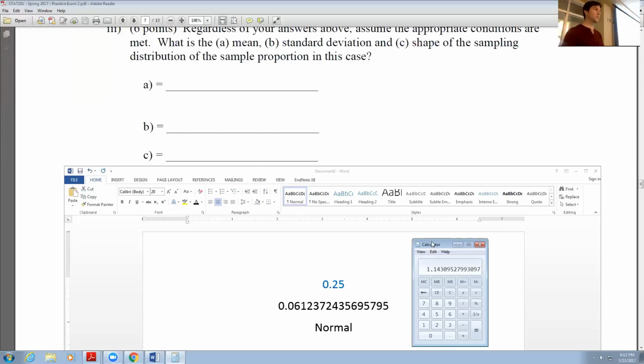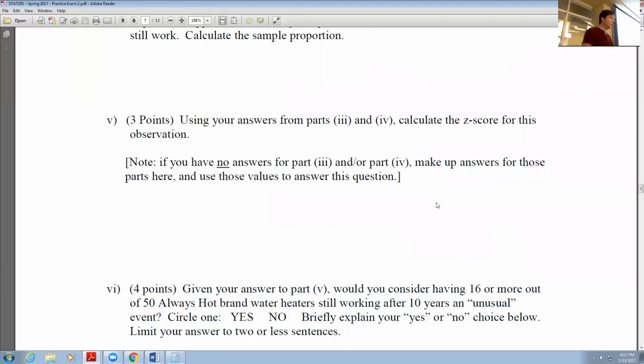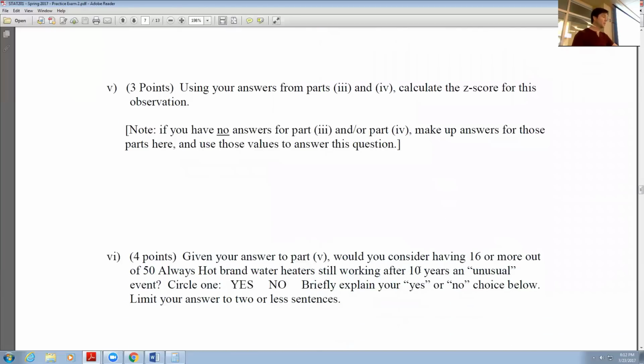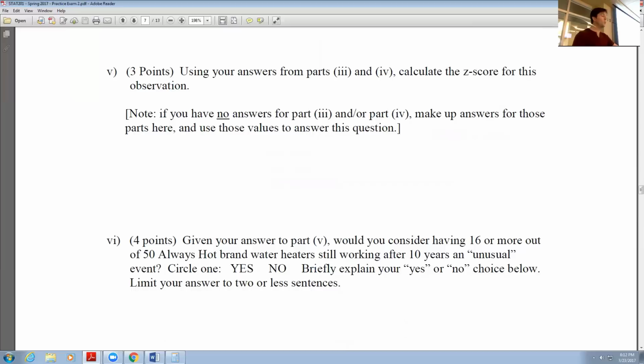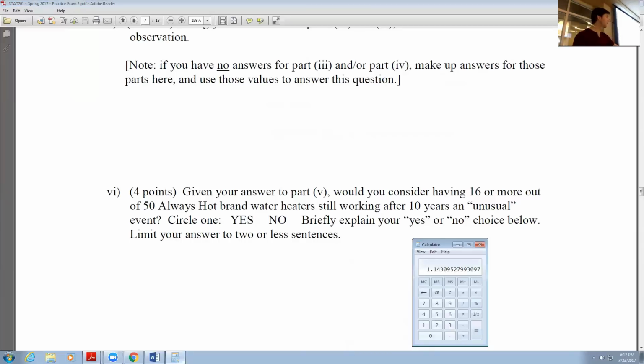Does that make sense? Cool. Great job. Observation minus mean over standard deviation. Calculate the z-score, so it's 1.14. Given your answer, would you consider having 16 or more water heaters still working unusual? The answer is, would it be unusual? The answer is no, because it's only 1 standard deviation. Nope. This is just 1.